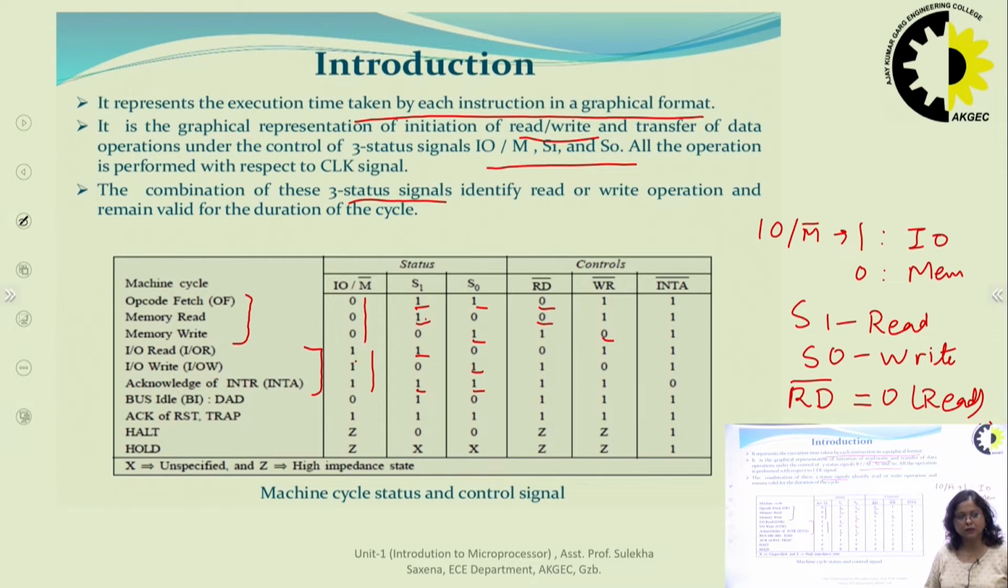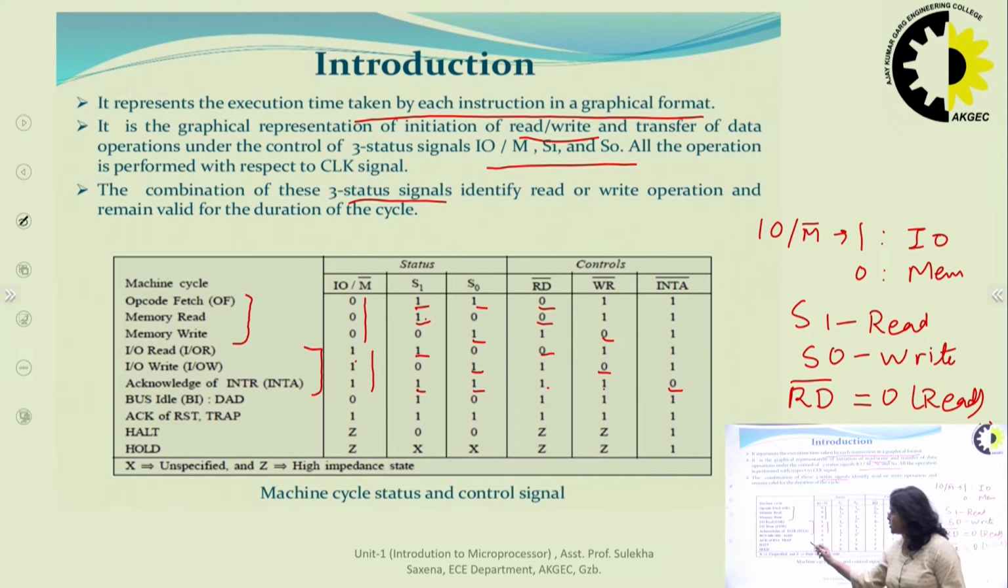And in the same way, the control signals for read will be RD bar 0, for write WR bar 0, and for interrupt acknowledgement the INTA bar control signal is used. So INTA bar will be 0, whereas all other signals are inactive. As these control signals are active low, when these signals are 1, that is inactive, and when 0, that is, these signals are used.